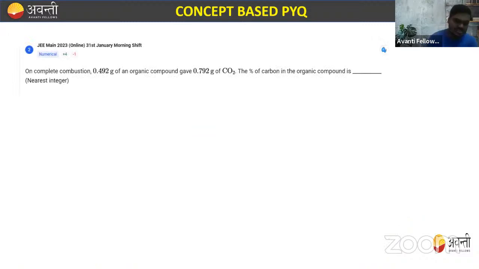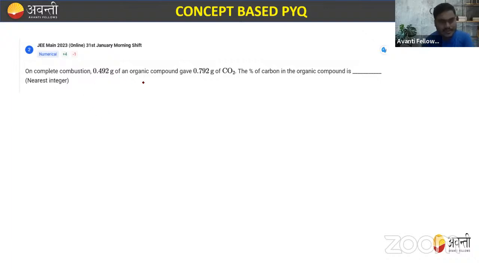Now, the next question, this is also a very, very important question. That is on the complete combustion. So this question is from the combustion part, right? That is on the complete combustion of 0.492 gram of an organic compound gives 0.792 gram of CO2. Now, what is the percentage of carbon in this organic compound? So you need to calculate the percentage of carbon in this given compound, right? So how will you calculate basically?